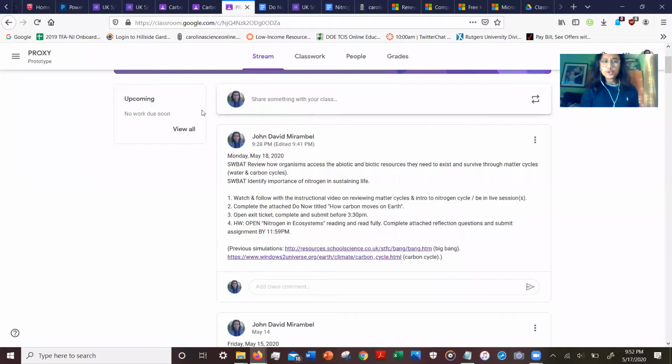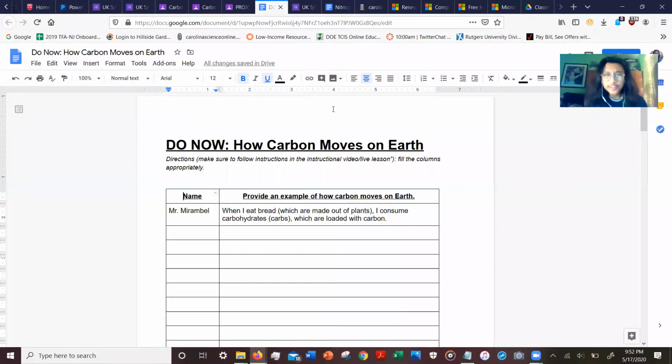First, let's make our way to the Do Now, which is attached to today's morning announcements. On your Do Now, you'll notice it's titled How Carbon Moves on Earth. Go ahead, write your name in the left column, and in the other column, write down an example of how carbon moves on the Earth.